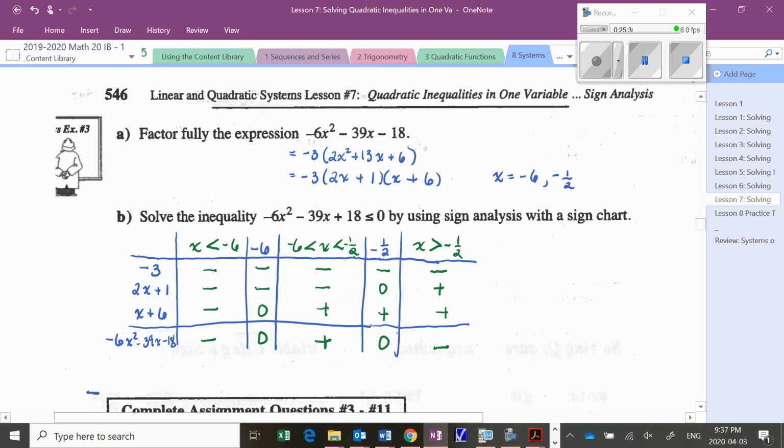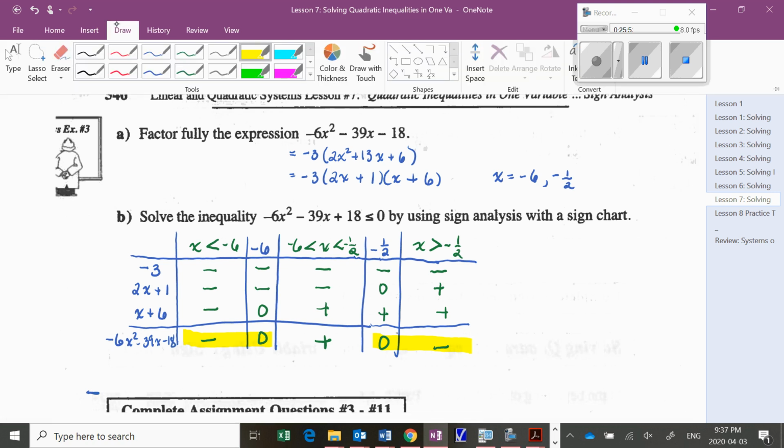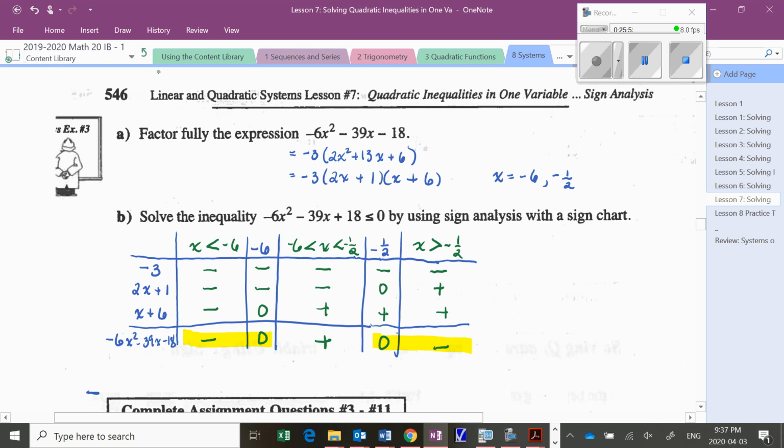And so we can see then that the inequality, so when is that quadratic product less than or equal to 0? Less than or equal to 0 is occurring right here. It's negative here, it's 0 here, and here it's 0, and there it's negative. So these are our intervals that will satisfy our inequality, and so it occurs when x is less than or equal to -6, or when x is greater than or equal to -1/2. Excellent, and that is that.